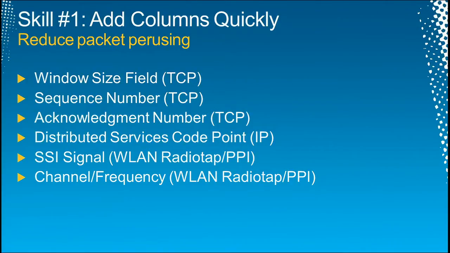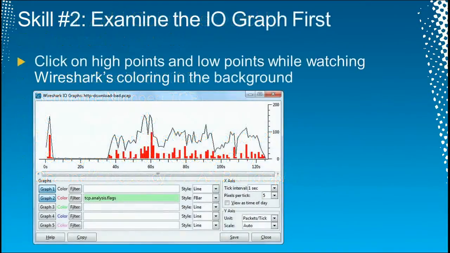All right, distributed services code point. You saw me do that a moment ago. If you're working with wireless traffic and you capture the packets with an AirPcap adapter, you're going to have some extra headers in there. You're going to have either a radiotap header or a PPI header, and you set up the AirPcap to add those headers. In those headers, it says what the signal strength was when the AirPcap adapter captured your traffic. So you can walk around and actually see the signal strength of the traffic degrading as you move further and further away from the access point. But you can put that up as a column as well.